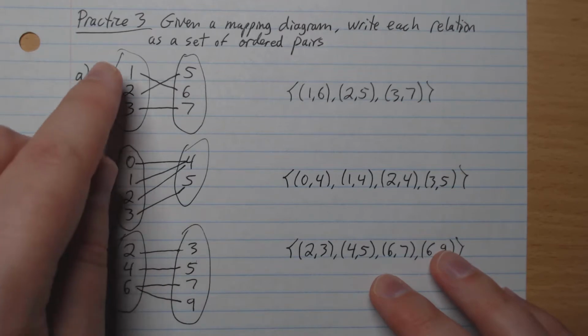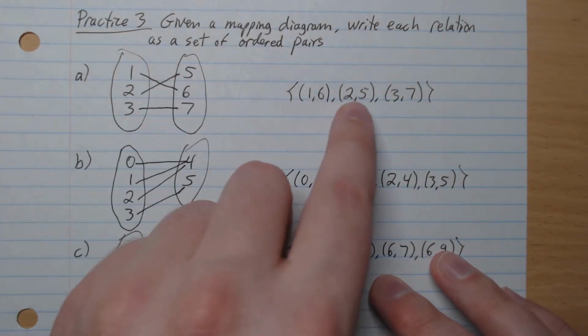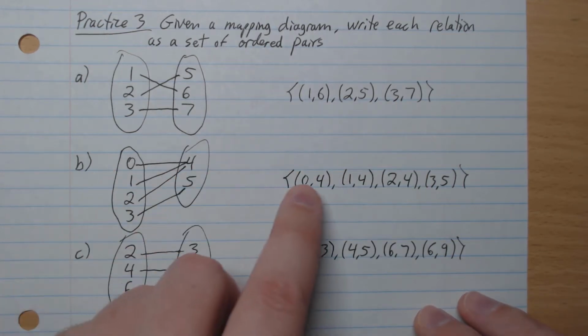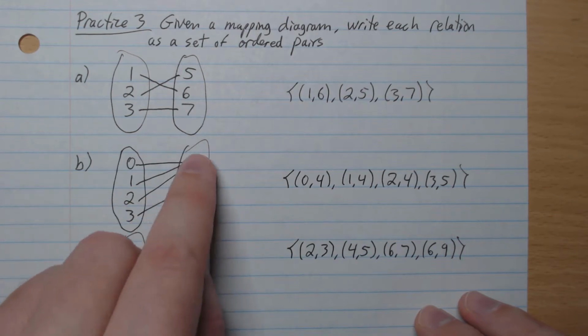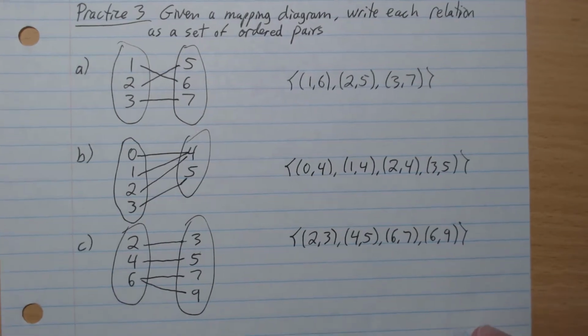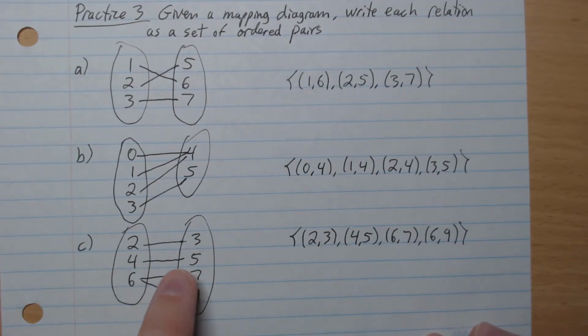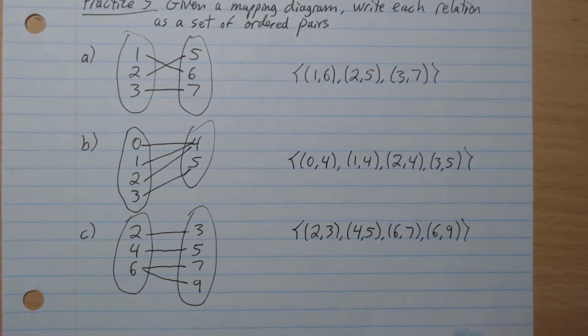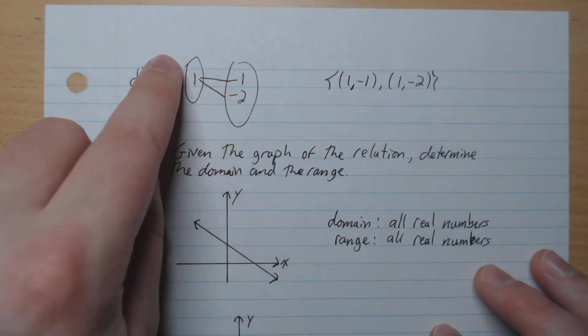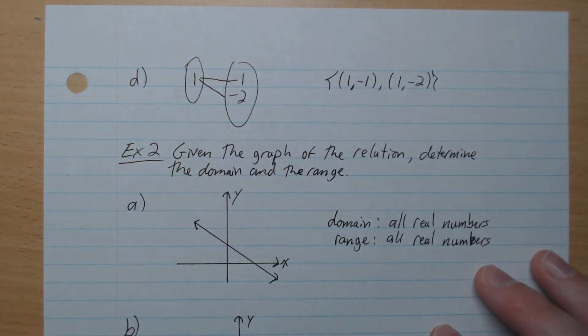Okay, we're back. So we have 1 being sent to 6, 2 being sent to 5, 3 being sent to 7, like that. B, 0 being sent to 4, 1 being sent to 4, 2 being sent to 4, and 3 being sent to 5, like that. C, 2 being sent to 3, 4 being sent to 5, 6 being sent to 7, and 6 being sent to 9, like that. Okay, and here's another little example. 1 being sent to -1 like that, and 1 being sent to -2 like that.